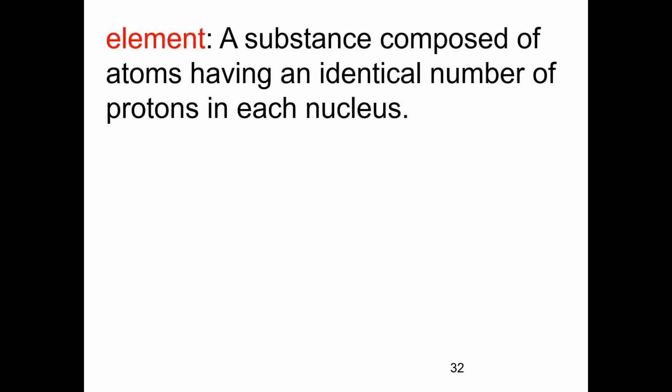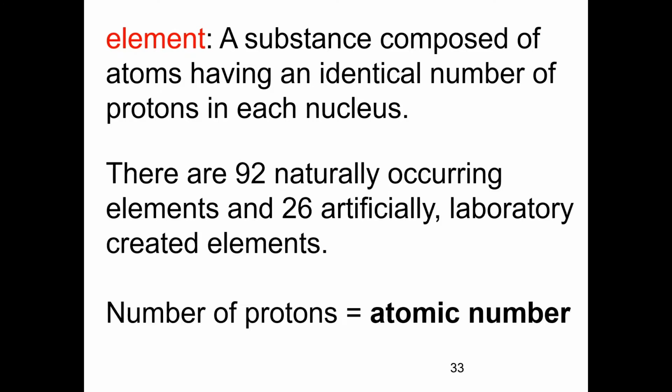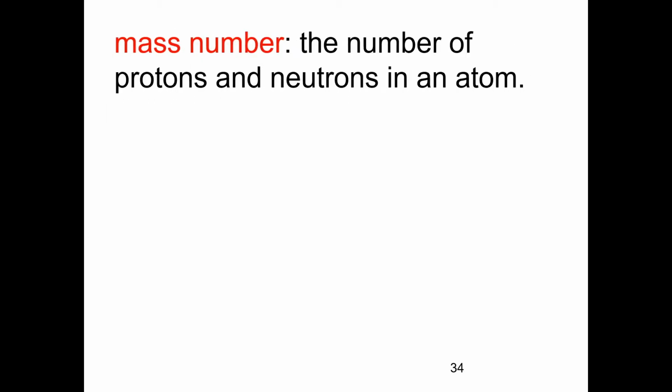An element, the substance composed of atoms having an identical number of protons in each nucleus. There are 92 naturally occurring elements and 26 artificially created or lab-created elements. And remember, for your assignment, the number of protons equals the atomic number. The mass number, the number of protons and neutrons in an atom. Jot down: mass number equals protons plus neutrons. You'll need that for your assignment.